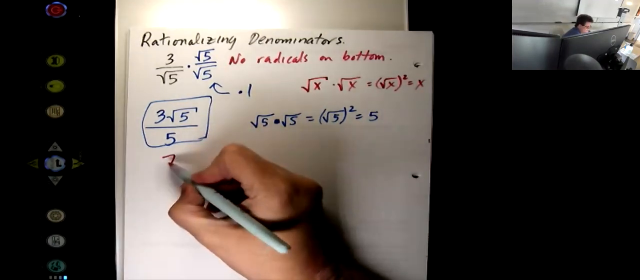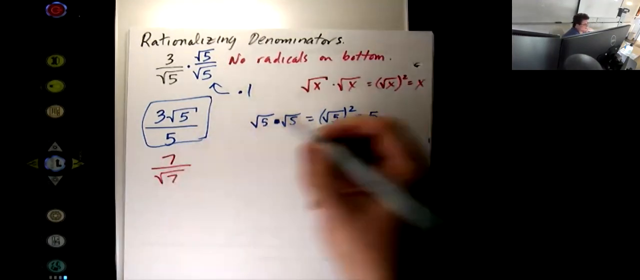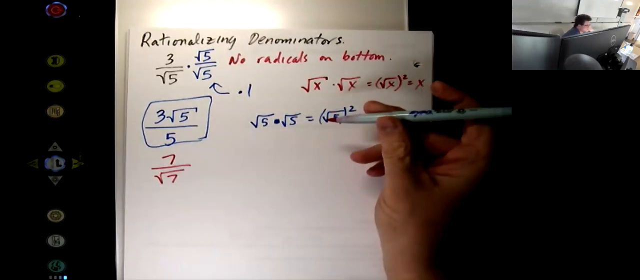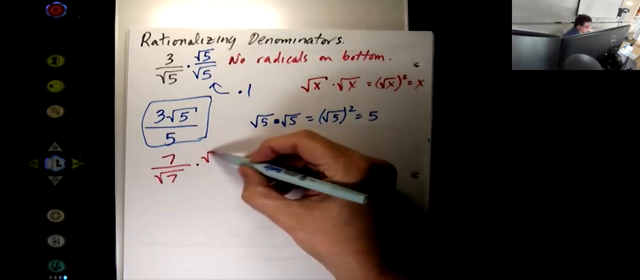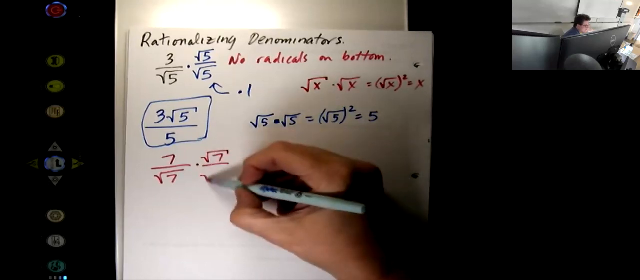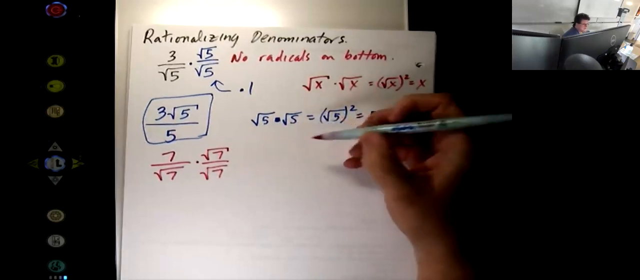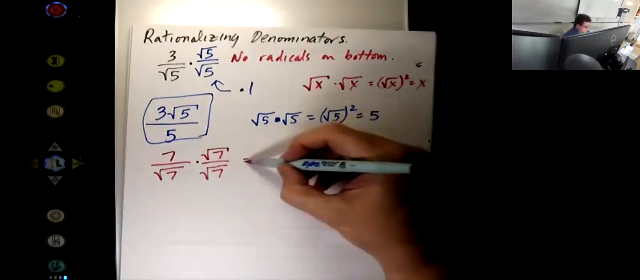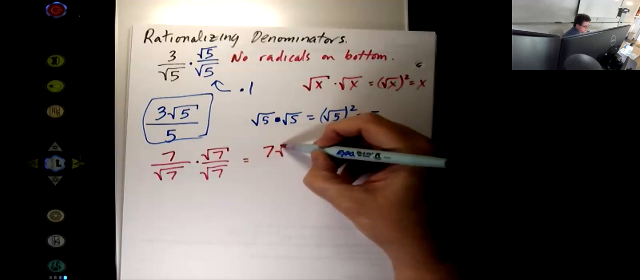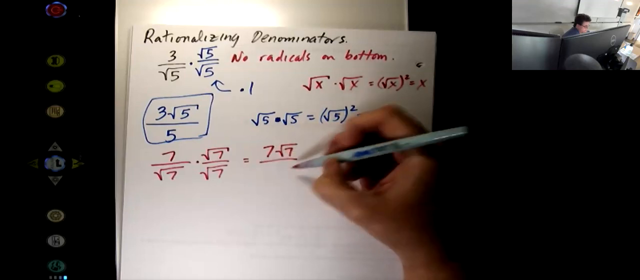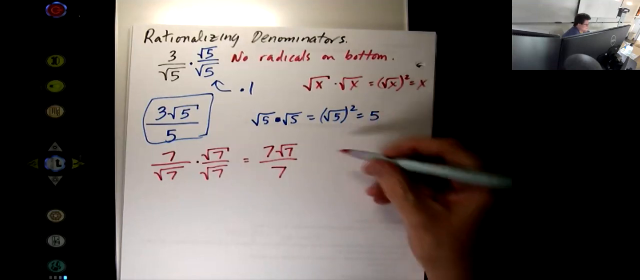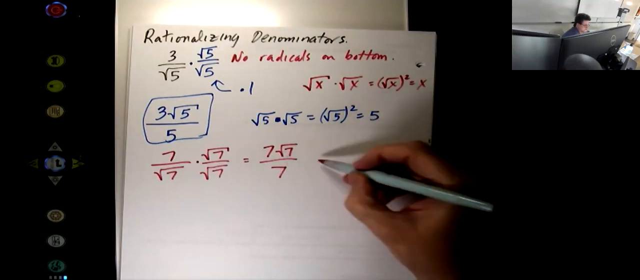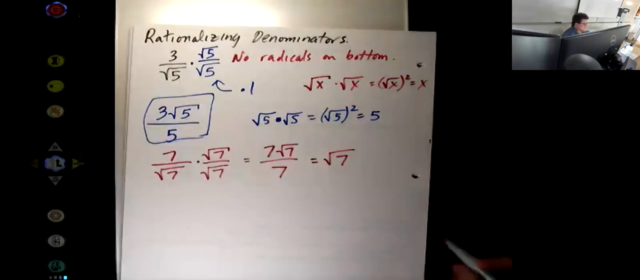What if I had 7 over the square root of 7? Multiply the top and bottom by the square root of 7. So this becomes 7 square root of 7 on top, and the bottom is 7. So this actually simplifies a little bit more. It's just the square root of 7. The 7s cancel.